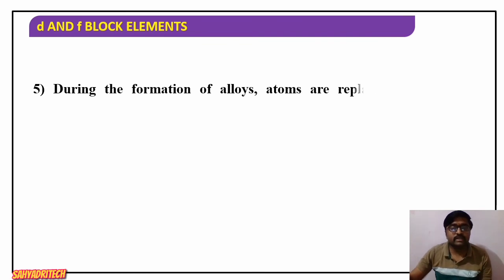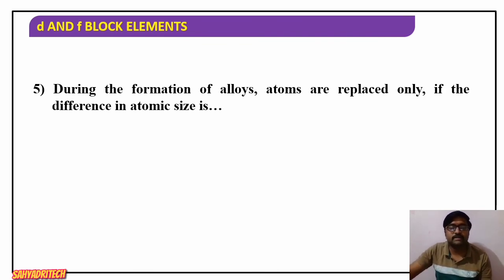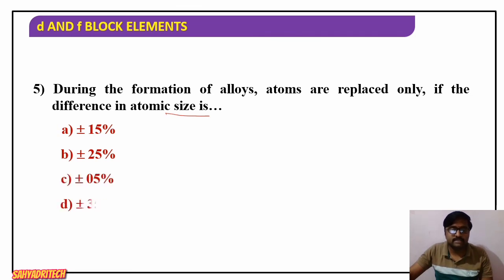Next one: during the formation of alloys, atoms of one element are replaced by atoms of another in its crystal lattice. So during the formation of alloys, atoms are replaced only if the difference in atomic size must be how much? Look at the options. Option A, plus or minus 15%. Option B, plus or minus 25%. Option C, plus or minus 5%. And option D, plus or minus 35%. What is the answer? The difference must be plus or minus 15%. Then only alloy formation takes place. Otherwise, no.